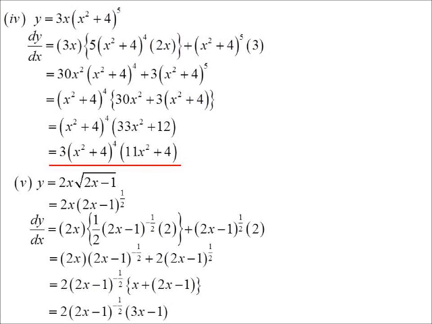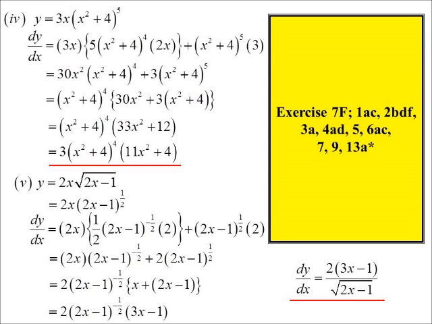Which is the mere mortal answer. There's the super mathematician answer. Yeah. Looks much more impressive, doesn't it? Okay. So 7F is all on our product rule.